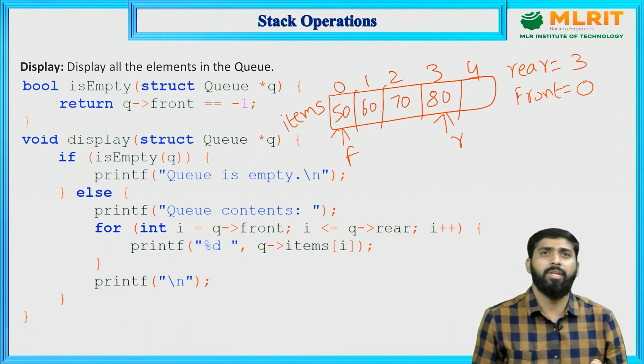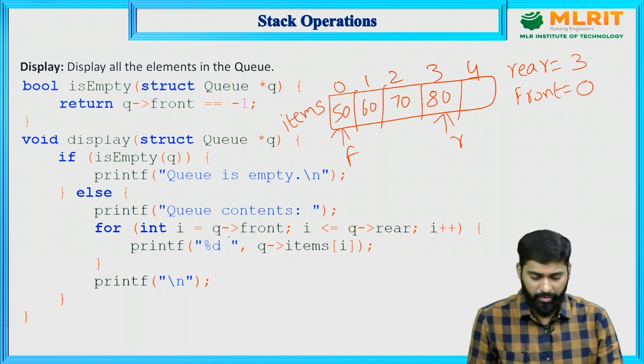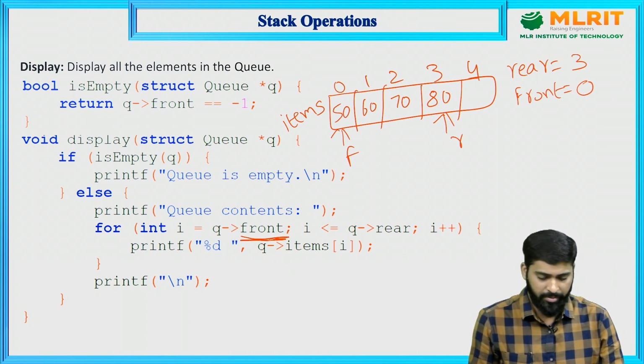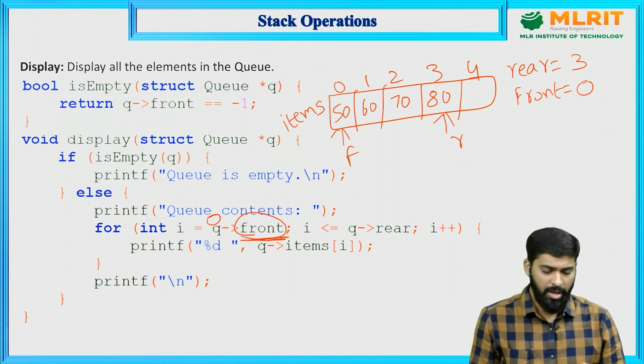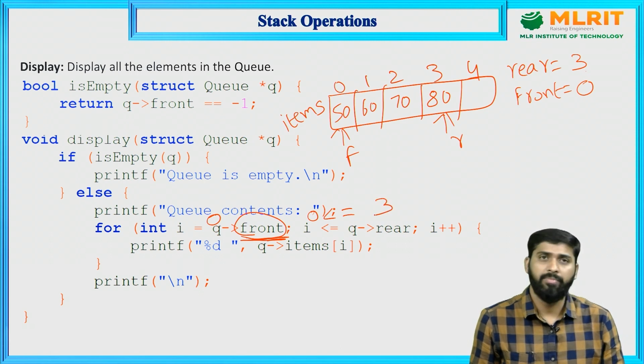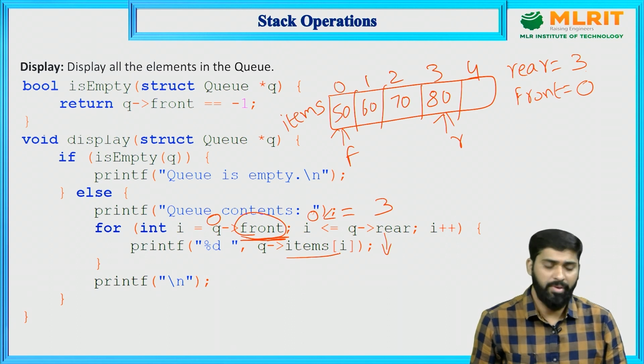Now if we display the numbers, we are going to display 50, 60, 70, 80. So we start from the front value. We write here I equals Q arrow front. Initially I equals 0 now. And I, that means 0, less than or equal to rear. What is the rear here? 3. True. So enter into the block, and you are going to print items of I. What is the items of I here? 50. So 50 is displayed on the monitor.